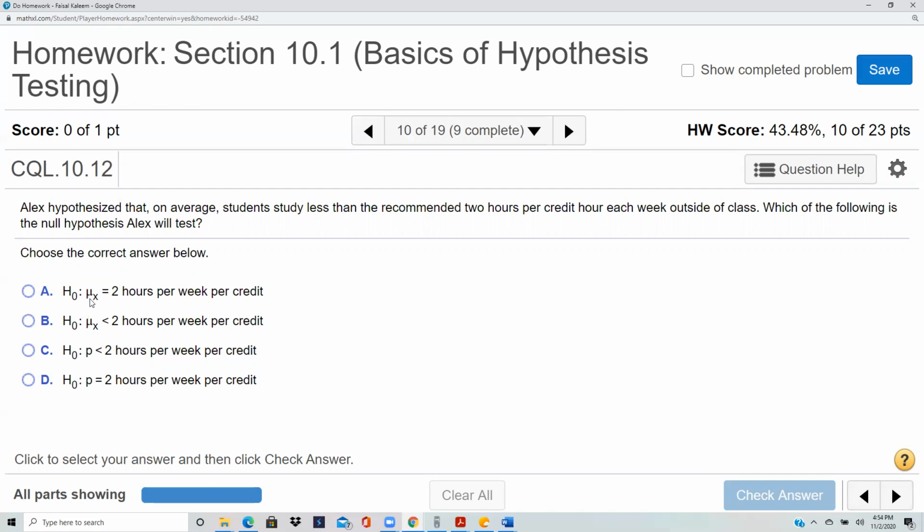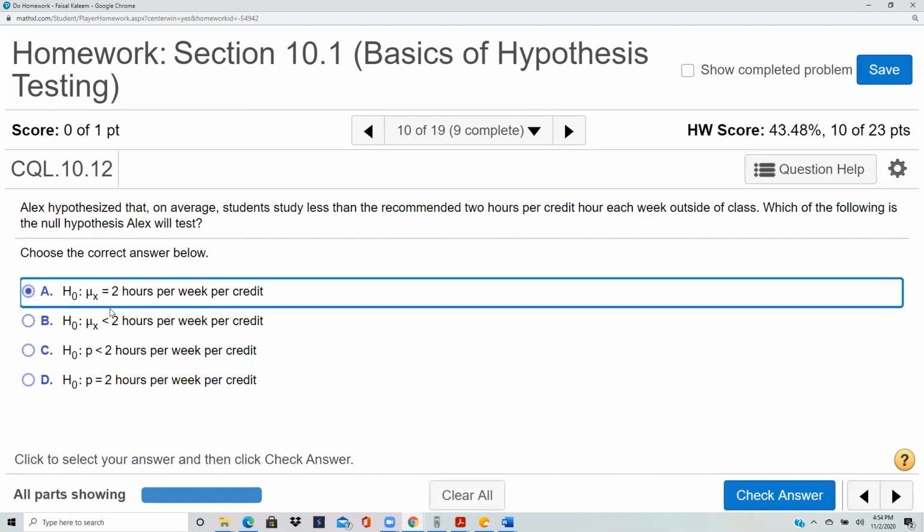So A is talking about mean and D is talking about percentage or proportion. Now it says hypothesize that on average students study. So average corresponds to the mean. So he's talking about average of 2 hours per week. He's not talking about a percentage or proportion.